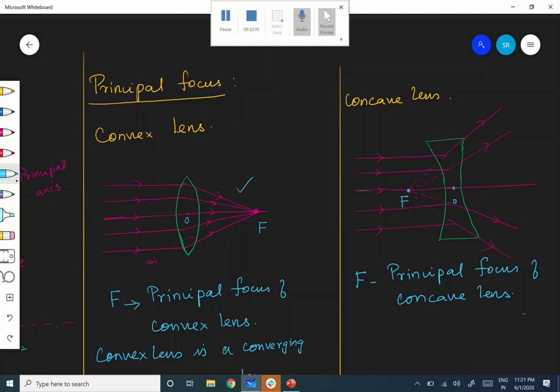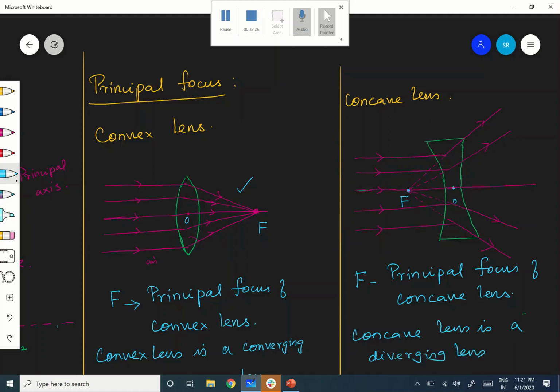And here, what type of lens is this lens? It is diverging, because the rays after refraction are diverging now. Therefore, a concave lens is a diverging lens.